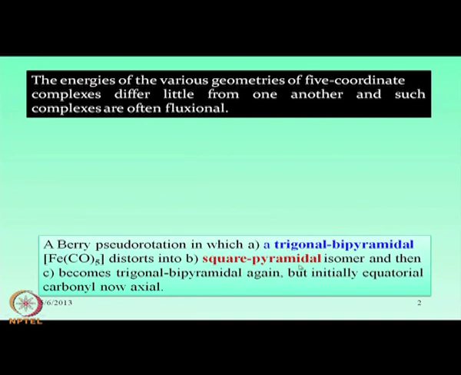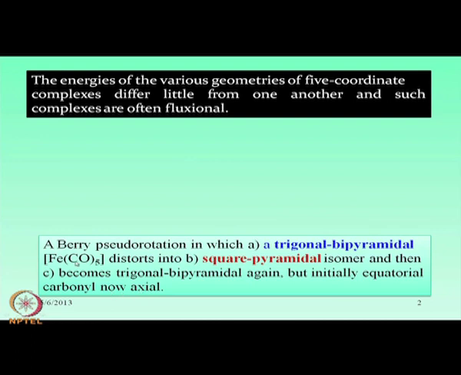And if we have these two geometries which are interconvertible, meaning we can go from one particular geometry to the other with a slight energy change. If we move from a trigonal bipyramidal geometry to a square pyramidal or vice versa, one isomer will have a different geometry to that of the other, and we consider a typical pseudo rotation. Berry proposed this pseudo rotation in this particular molecule. That is why it is known as Berry's pseudo rotation, in which a particular TBP geometry moves towards the square pyramidal isomer and then again becomes trigonal bipyramidal. But the initially equatorial carbonyl is now axial.